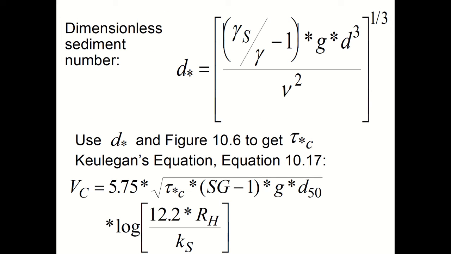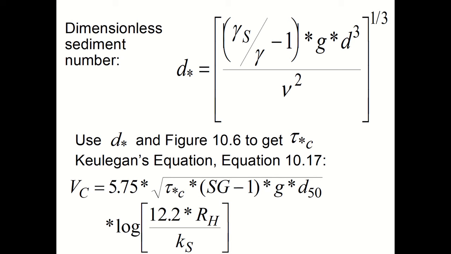The equation for the dimensionless sediment number, or particle size, is the ratio of the sediment specific weight divided by the water specific weight minus 1, times g times d cubed, divided by nu squared, to the 1/3. Once you get the d star, you use d star and figure 10.6 to get tau star c, which is the dimensionless critical shear stress.